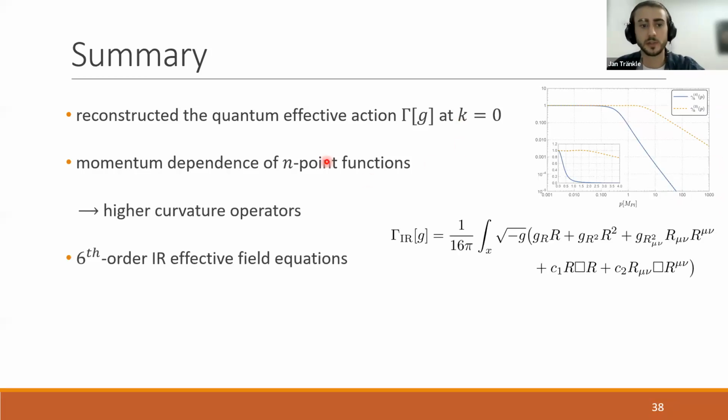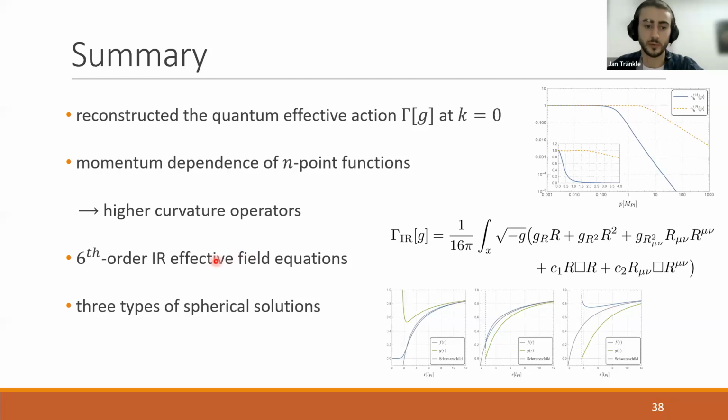Then we used this momentum dependence to compute the effects of higher curvature operators in the effective action. And I showed you this parametrization with the form factor expressions in this curvature expansion. And in the low energy limit of this effective action, we get the classical term back, and we get the curvature squared corrections. And in addition, also these 6th order corrections. And then these result in effective field equations, again, with 6 derivatives. And in these field equations, we looked for spherical solutions. So we found 3 different types of spherical solutions, namely these type 1, type 2, and type 3 geometries. And I showed you some properties of these solutions.